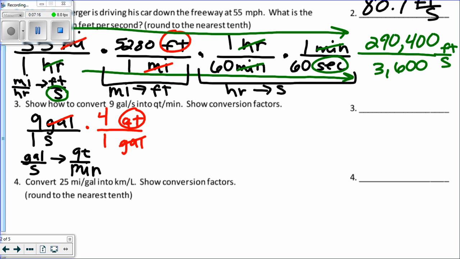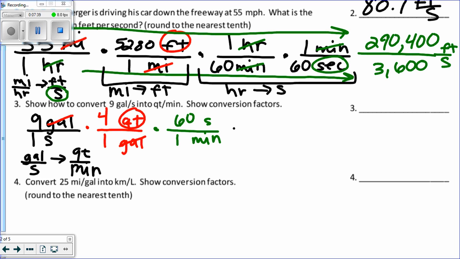Now we need to convert from seconds to minutes. So I'm going to multiply by the conversion factor to go from seconds to minutes. I want seconds at the top and minutes at the bottom, so seconds cancels out. So I have 60 seconds in 1 minute. Again, our conversion factors should always have a 1 in them.